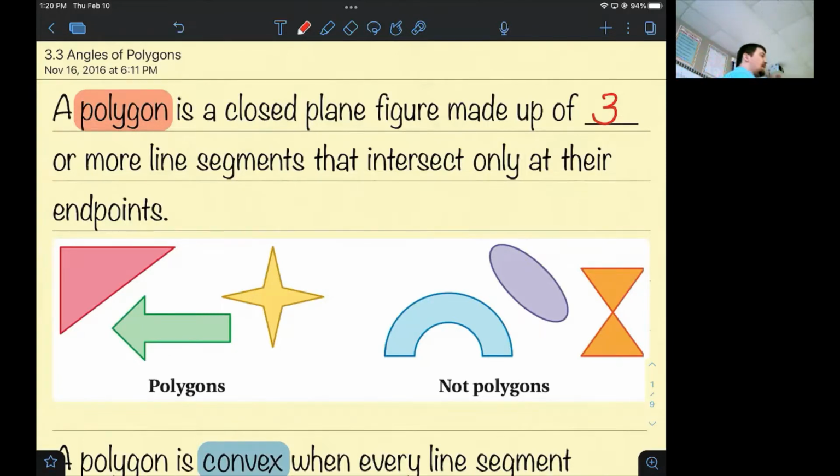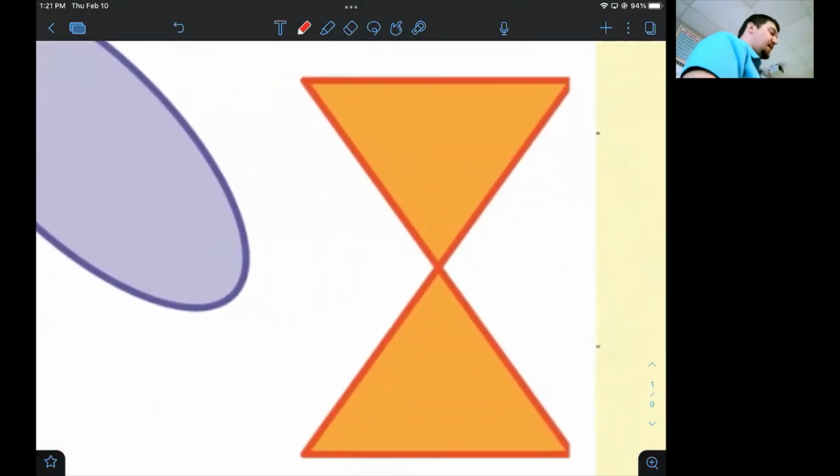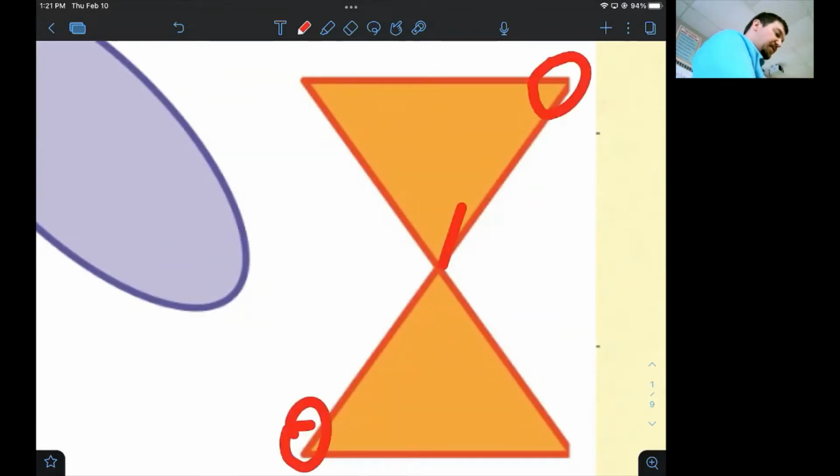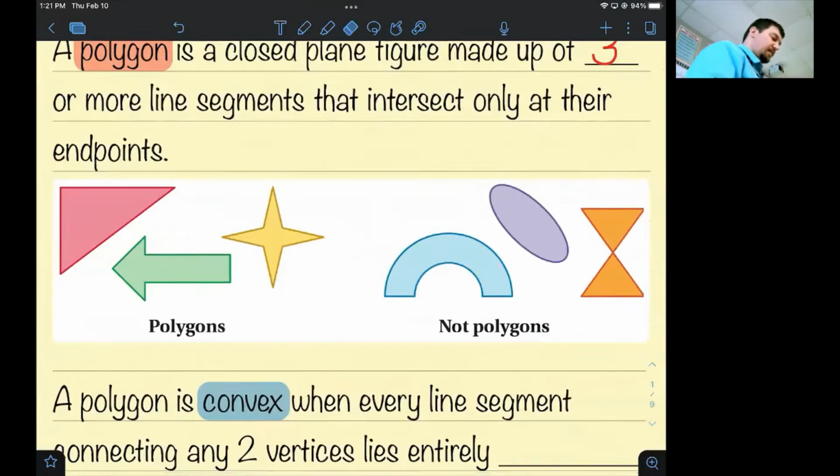Polygons all have line segments, only line segments. So they all have straight edges, no curved edges. So a circle or any circular shape is not a polygon. Also, they only intersect at their endpoints, not at their midpoints. So this is 2 polygons, not 1. You can't say, oh, well, this line intersects right there. Nope, right there. That causes it to not be a polygon and splits it into 2 polygons. It's just 2 triangles, okay? So any curved sided shape is not going to be a polygon.